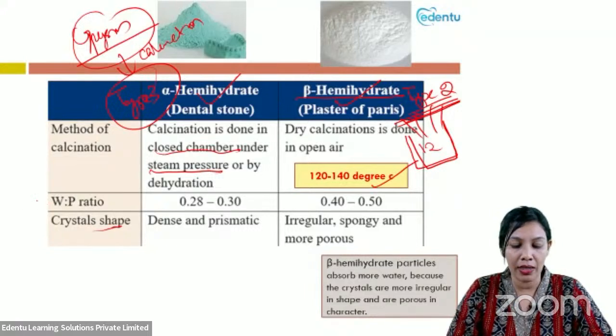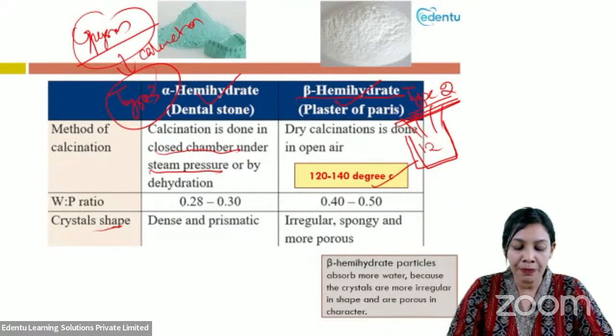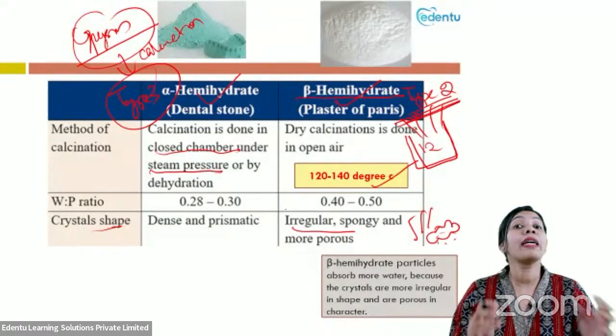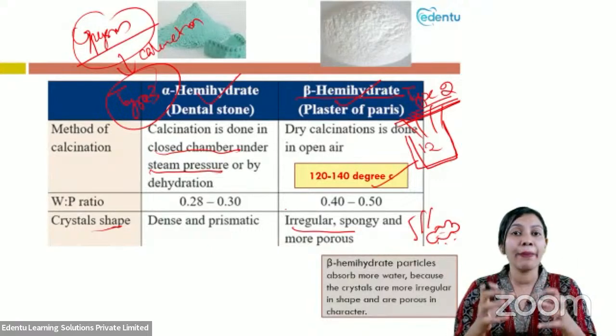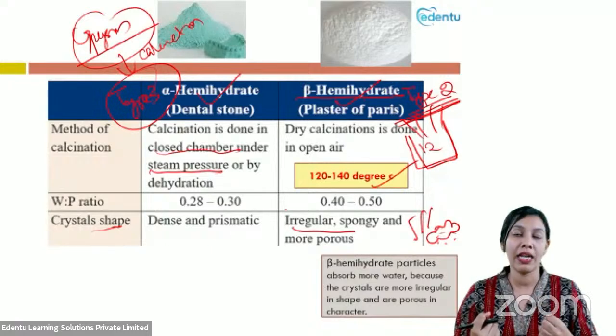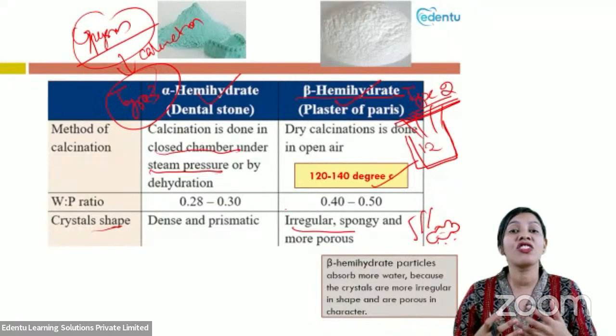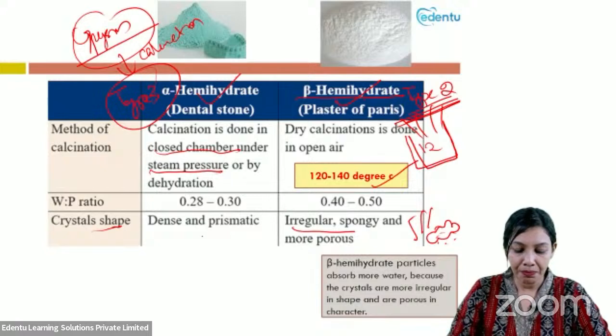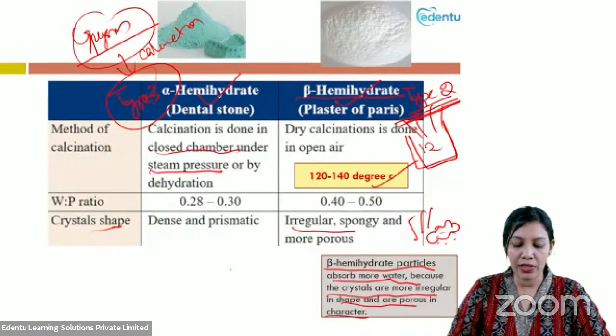That is another important thing. Beta hemihydrate, the plaster of Paris which we use, is irregular in shape and more spongy and more porous. It is irregular, spongy and porous, which means whenever we apply water, it needs more water. So that is the problem with type 2, the plaster of Paris which we commonly use. Beta hemihydrate particles absorb more water because the crystals are irregular in shape and porous in character.